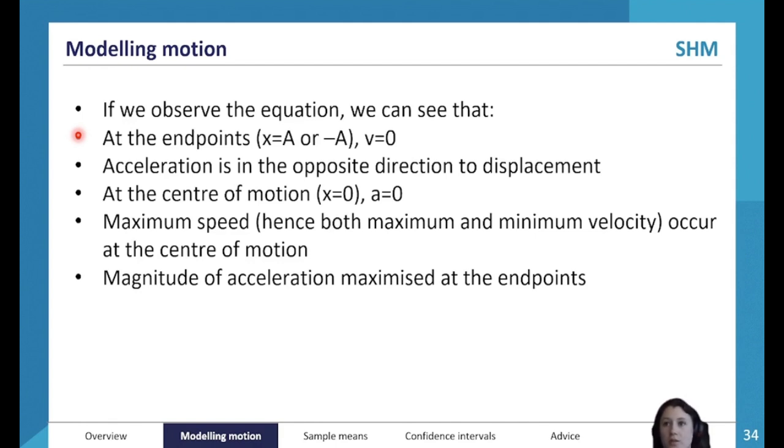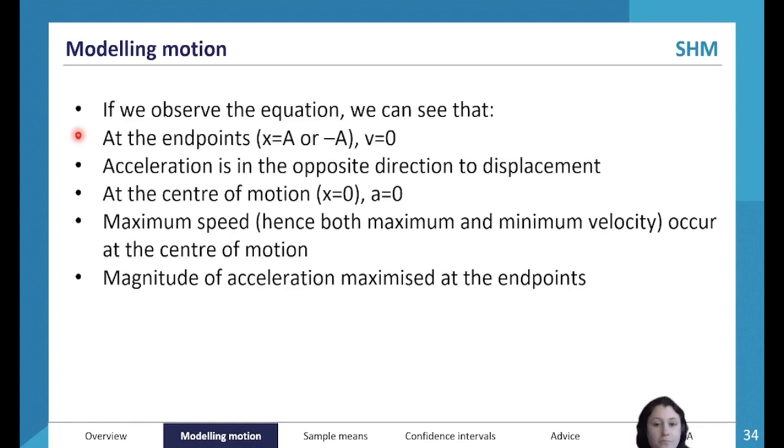And obviously, whether the velocity is a minimum or a maximum depends on what direction the object is moving in. Alright, so if it's moving left to right, then it will likely have a maximum velocity because it's a positive velocity. If it's moving right to left, then it will likely have a minimum velocity because it's moving in a negative direction. Alright? And then another thing is that the magnitude of the acceleration is maximized at the endpoints. And that makes sense as well, right? Because that's when the velocity is changing the most, because it's turning all the way around at those endpoints.